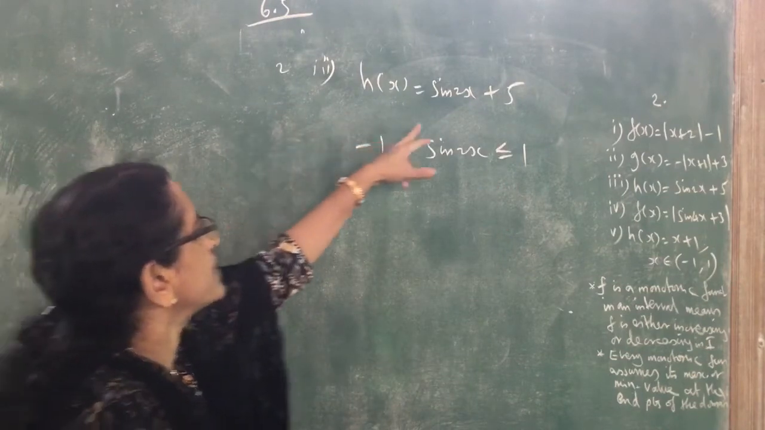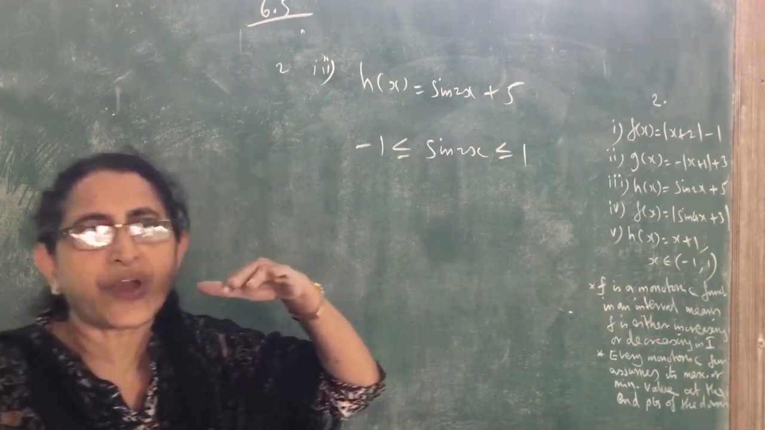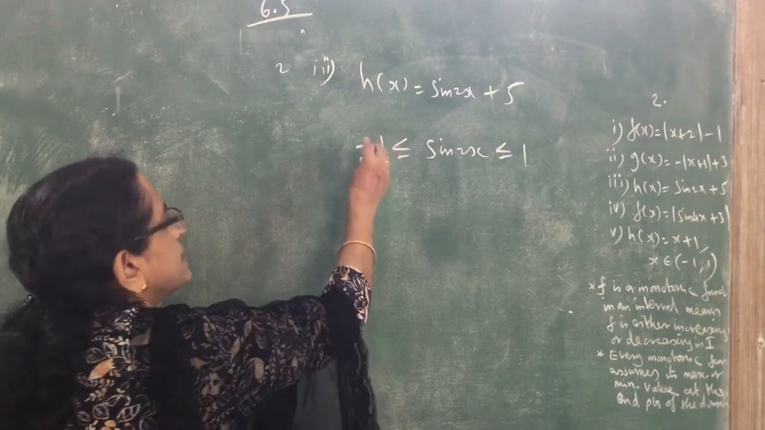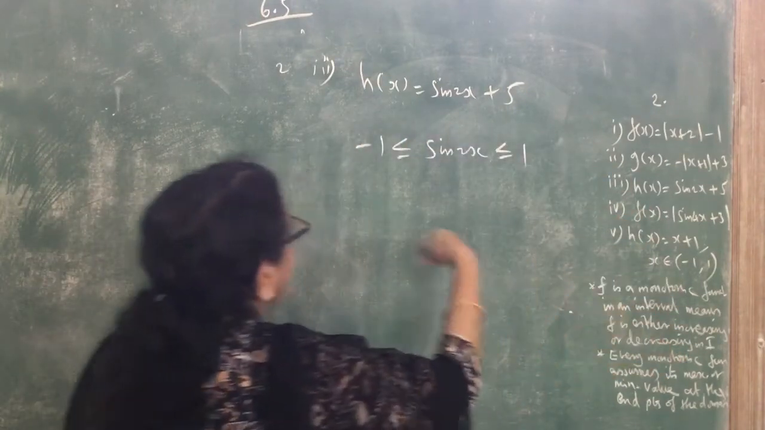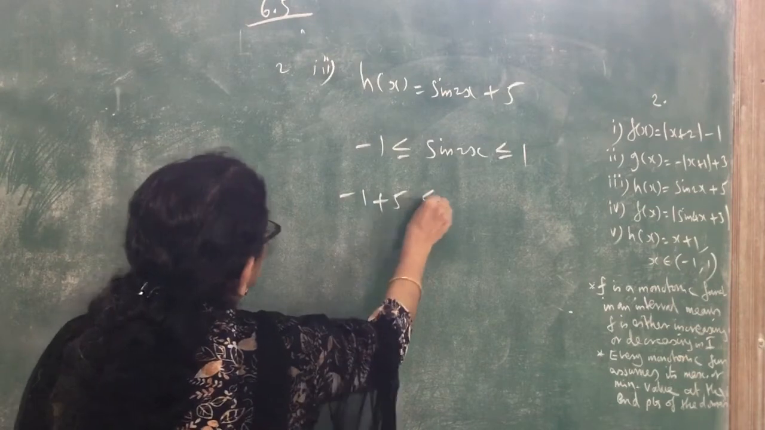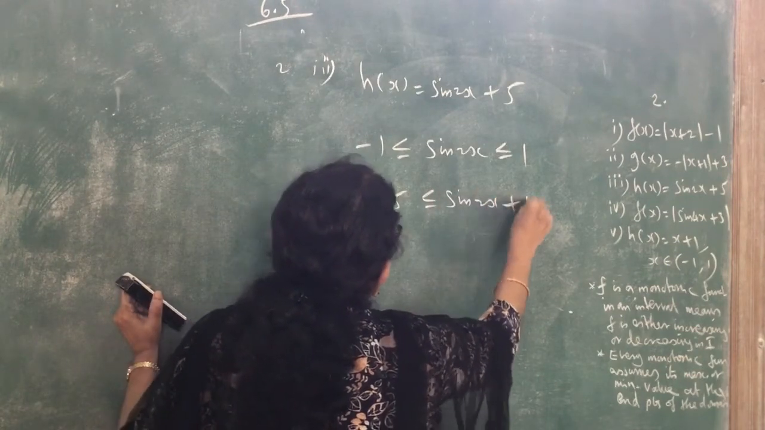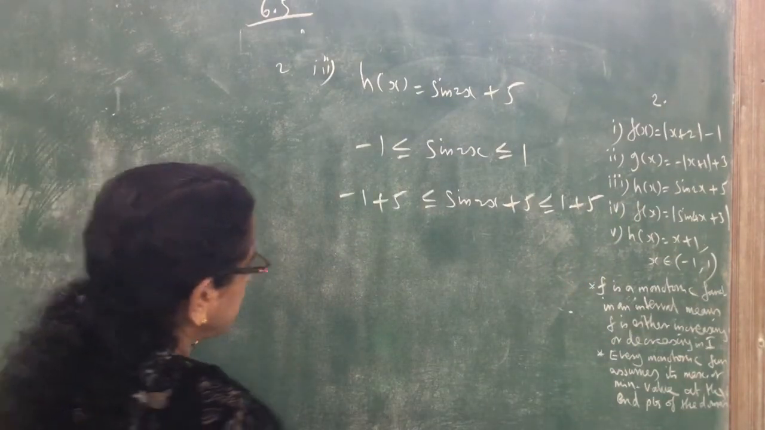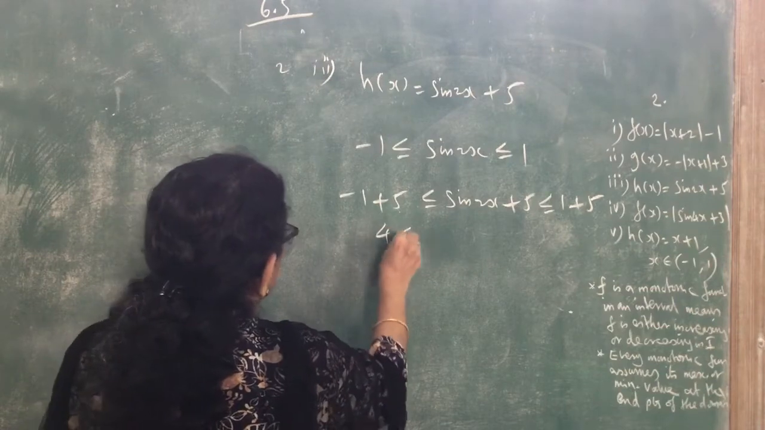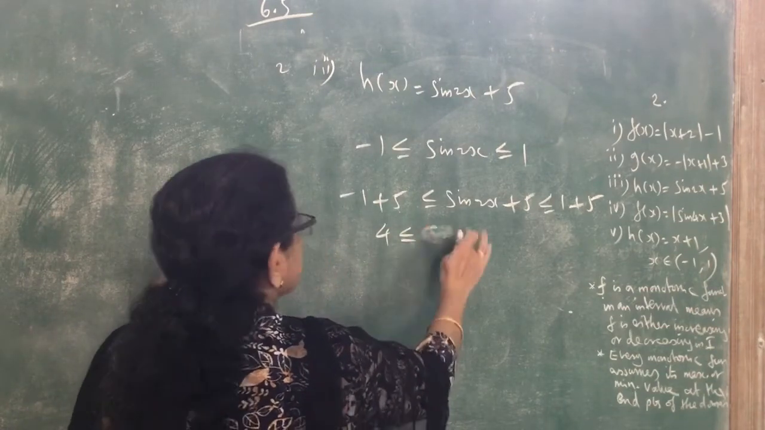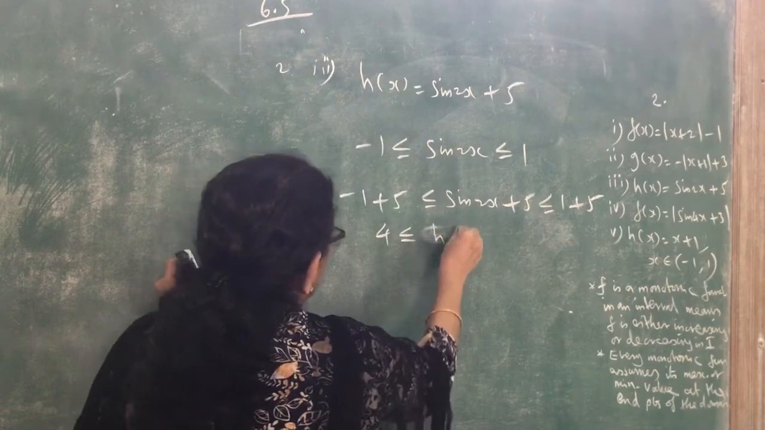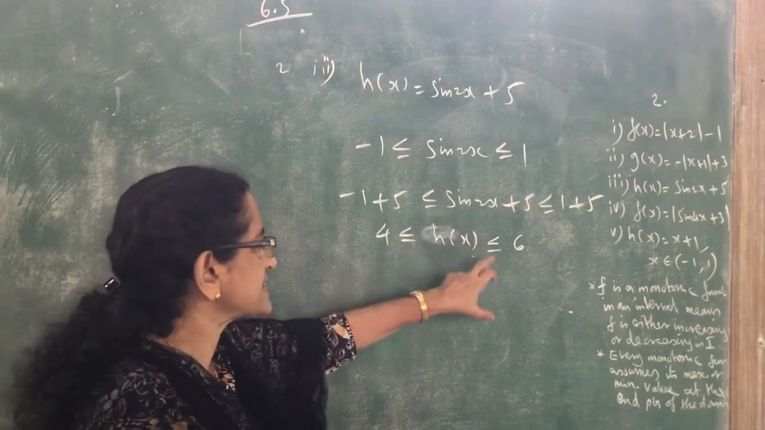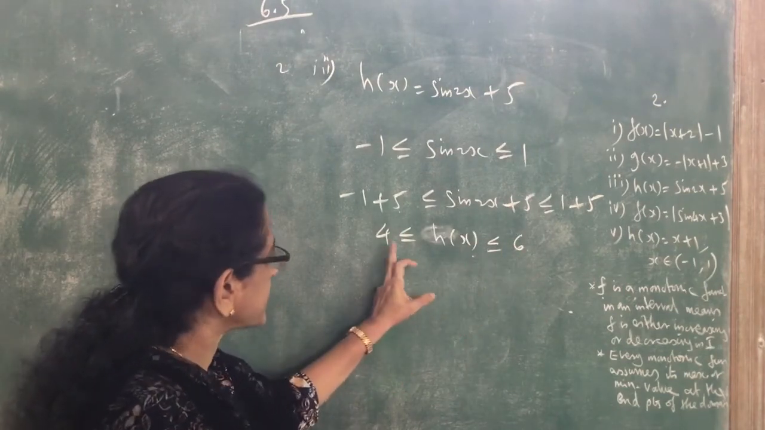We want to know sine 2x plus 5, so we have to add 5. In this inequality, we can add 5 to each term. So minus 1 plus 5 is less than or equal to sine 2x plus 5, which is less than or equal to 1 plus 5. So we get 4 less than or equal to sine 2x plus 5. That is the same as our function h of x. h of x is less than or equal to 6. So h of x is always less than or equal to 6 and greater than or equal to 4.